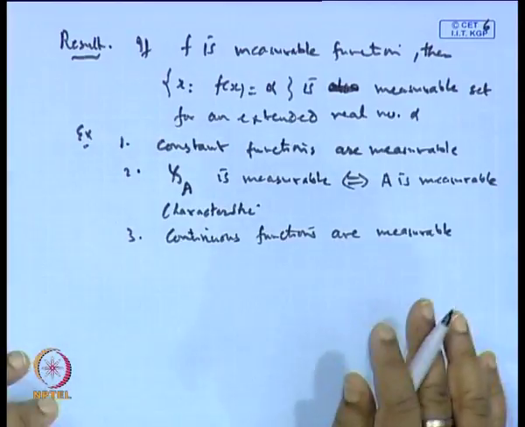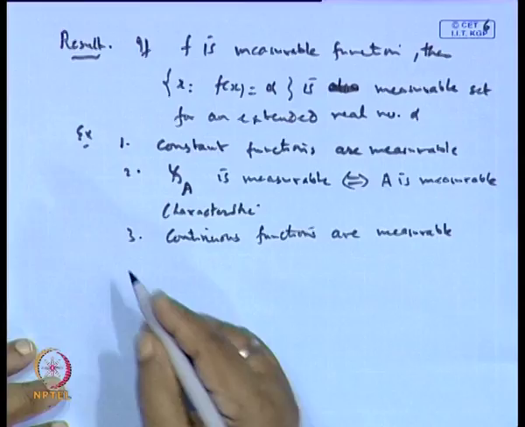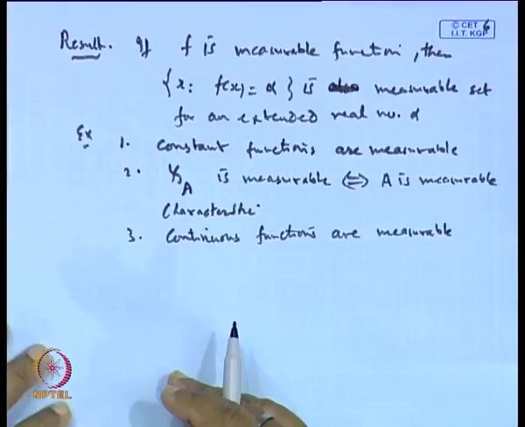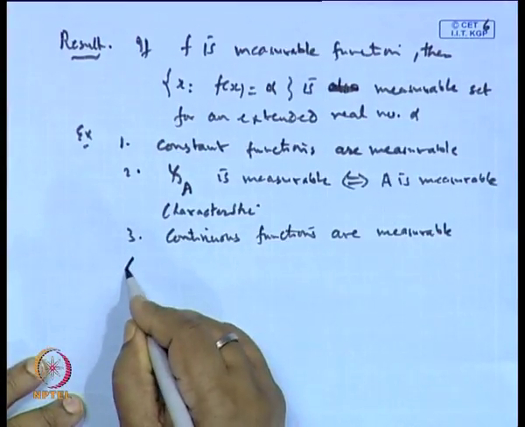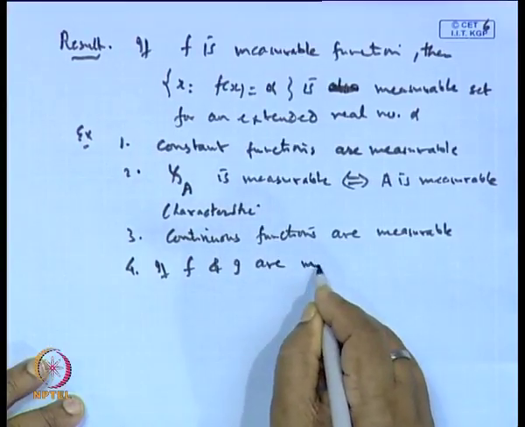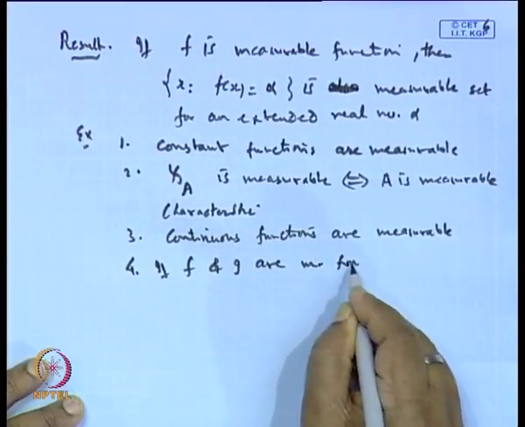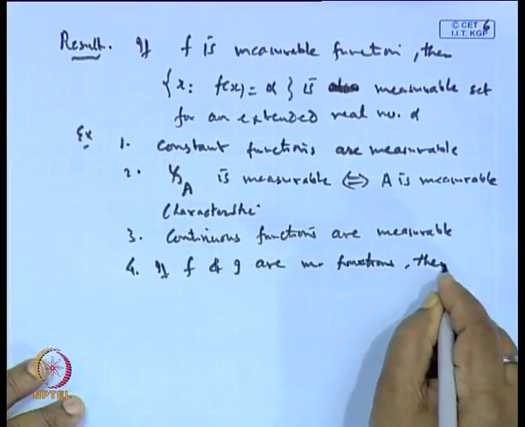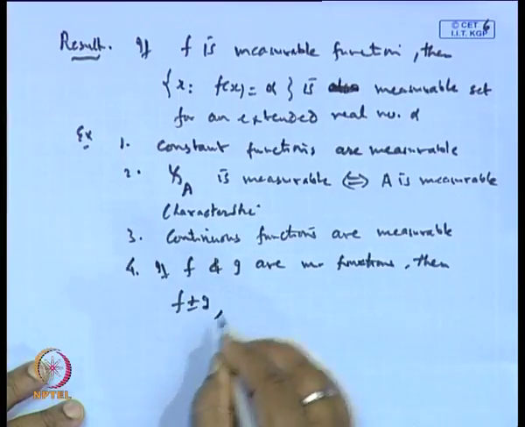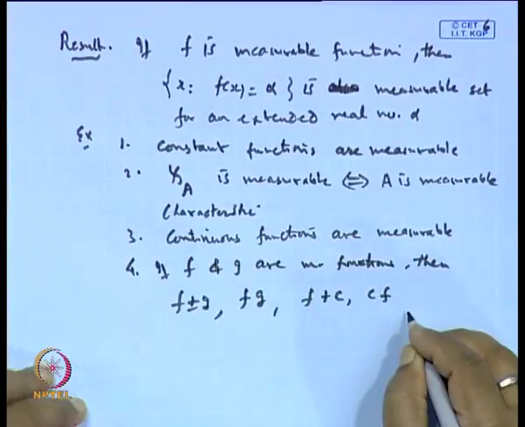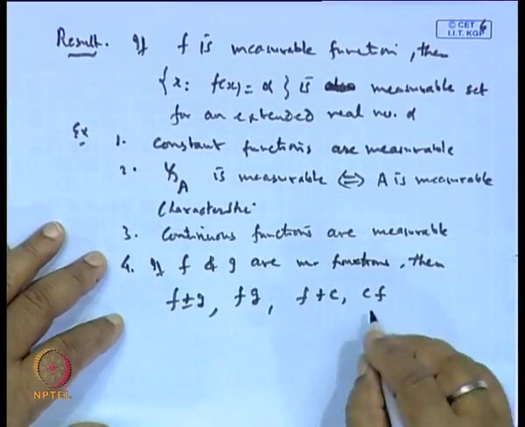Say if f and g are measurable, their addition, subtraction, f plus g, f minus g, f plus a constant, f times g, these are all measurable functions. So, if f and g are measurable functions, then f plus or minus g are measurable, f g is measurable, f plus c is measurable, c f is measurable, these are all measurable functions.